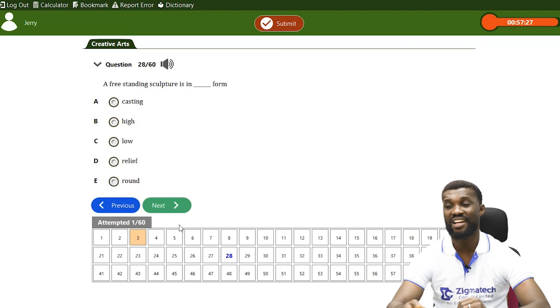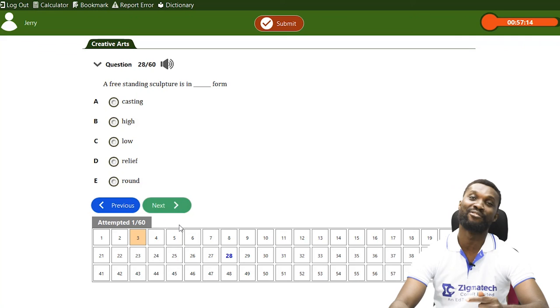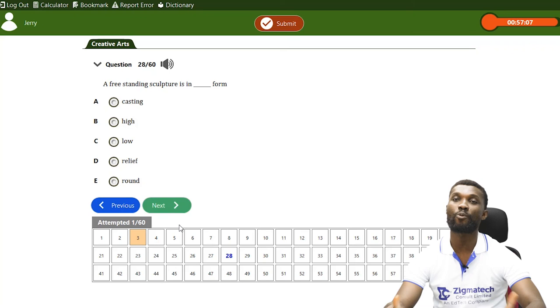High, we have two types of relief: the high relief and the low relief. Automatically, I've eliminated three options, because we have the high, the low, and then relief. Three of them fall under one. So the last thing left is the round. We have sculpture in the round, which you can appreciate from all sides. You can call it a statue. So this is a freestanding sculpture. And if you say E, that is correct.